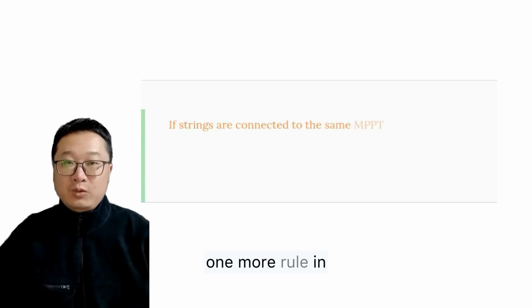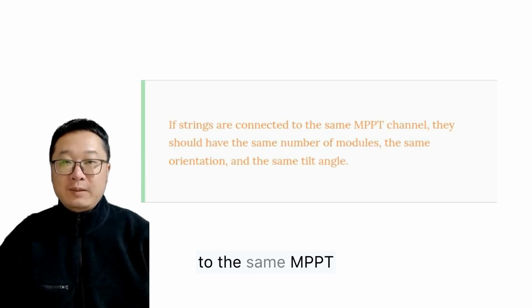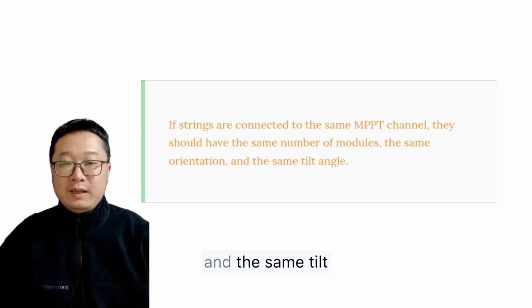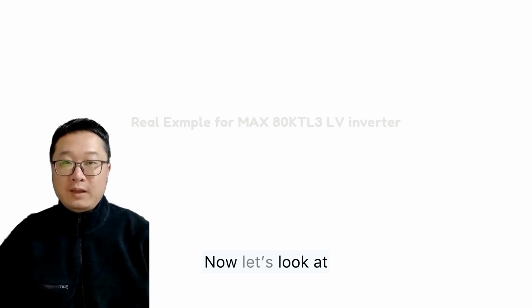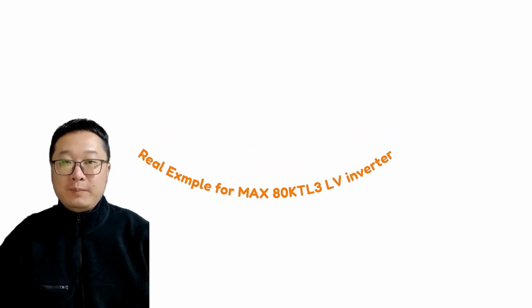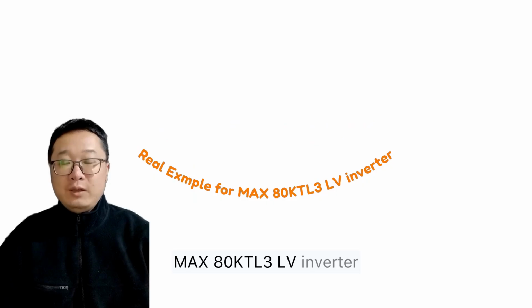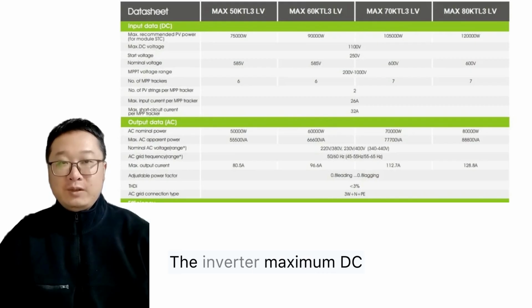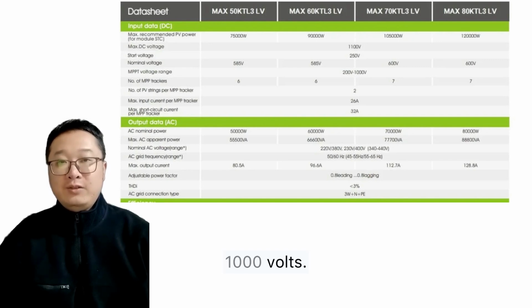This kind of logic helps me move from a merely possible design to a stronger design. And I also keep one more rule in mind. If strings are connected to the same MPPT channel, they should have the same number of modules, the same orientation, and the same tilt angle. Ignoring that rule can reduce yield in real projects. Now let's look at the real case. The example uses a Max 80K-TL3-LV inverter and 420-watt solar modules. The local extreme low temperature is minus 25 degrees Celsius. The extreme high temperature is 50 degrees Celsius. The inverter maximum DC input voltage is 1100 volts, and the MPPT voltage range is 200 to 1000 volts.